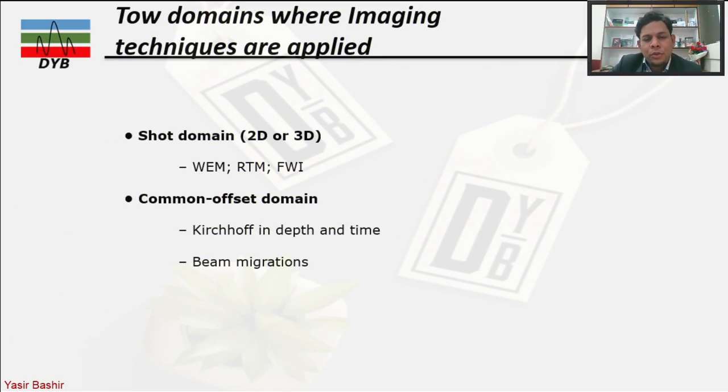There are some things to note down that we discussed last time, about domains of the seismic data. Over there, I mentioned that normally the migration is done in the offset domain, but just to note it down, when we are using wave equation migration, RTM or FWI, for that purpose we need the shot domain, either 2D or 3D. So we have to use the data which is in the shot domain. But when we are doing Kirchhoff migration or beam migration, for that purpose we use the common offset domain. That is the additional thing which was contradicting the previous lecture, so I have just mentioned it here.